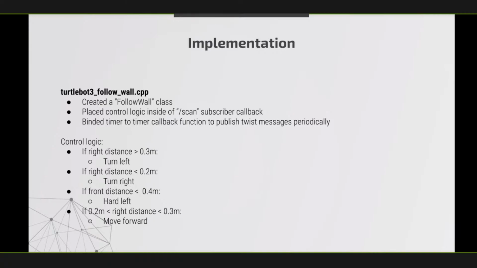If the right distance to the robot was greater than 0.3 meters, it would turn left. If it was less than 0.2, turn right. If the front distance was less than 0.4 meters, I had to make a hard left, so the angular twist would be like 5 times greater than a regular turn. And if it was between 0.2 and 0.3, then we would just have it move forward.